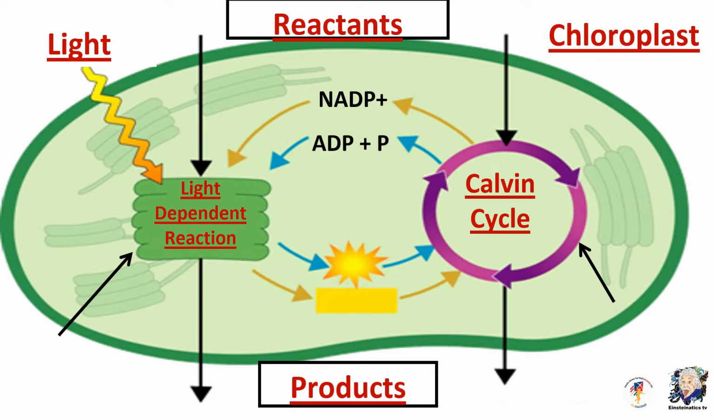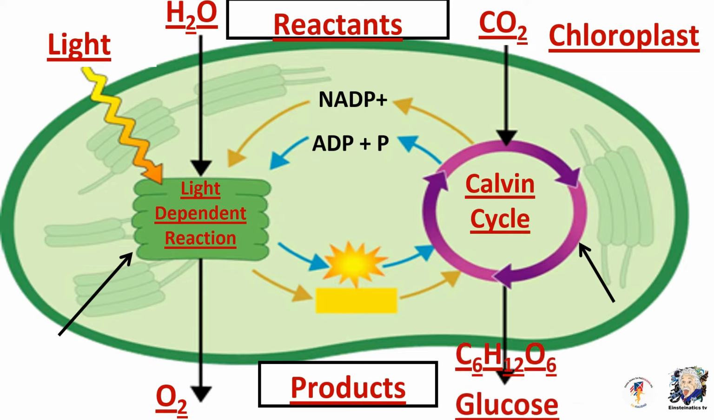For the light-dependent reaction, the raw materials needed would be light and water, and the byproduct of this process would be oxygen. For the Calvin cycle, on the other hand, the raw material needed is carbon dioxide, and it would ultimately produce glucose, which is the food of the plant. You should also remember that the light-dependent reaction happens in the thylakoids while the Calvin cycle happens in the stroma.